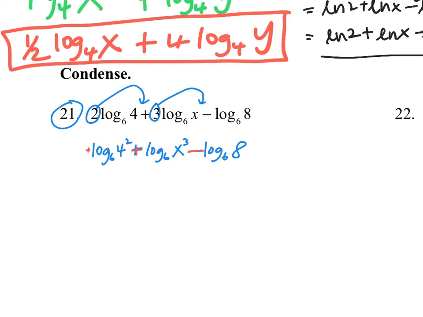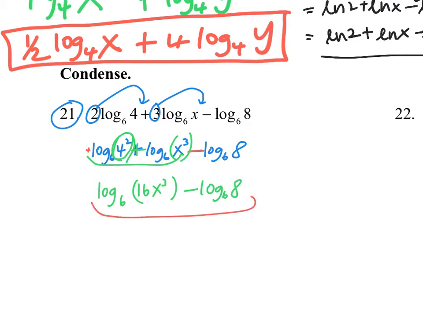But we could also just go left or right, right? So if I do these, I'm adding, so 4 squared and x cubed are going to be multiplied on the inside. So that's log base 6. 4 squared is just 16, so that's 16 times x cubed. And I have minus log base 6 of 8.